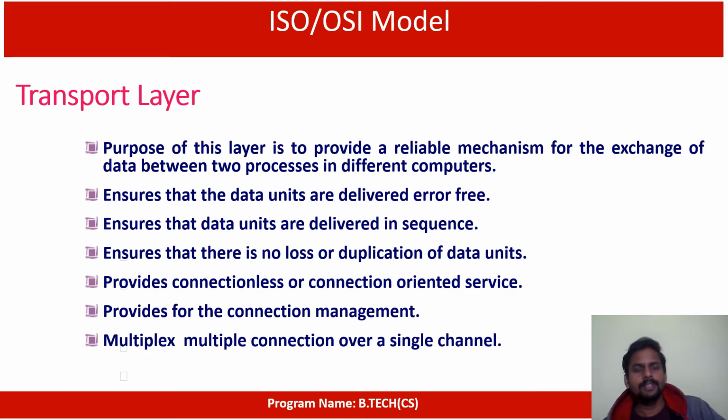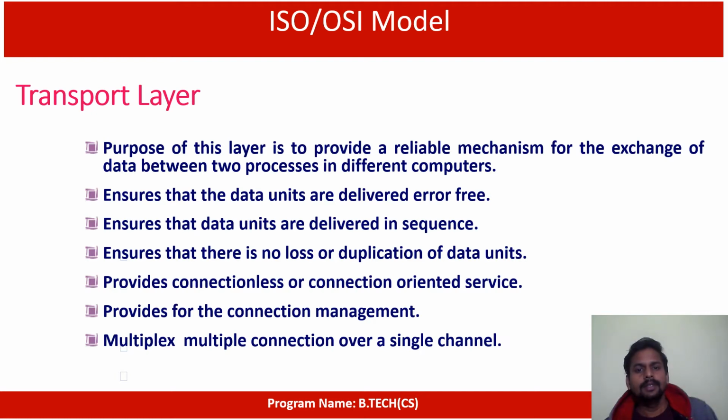Up to the network layer, we have created the packet from the physical layer's raw bits, and then the network layer transfers that packet to the transport layer. Here, end-to-end communication comes into the picture. That means from which port to which port we need to transfer that packet. That is taken care of by this layer.